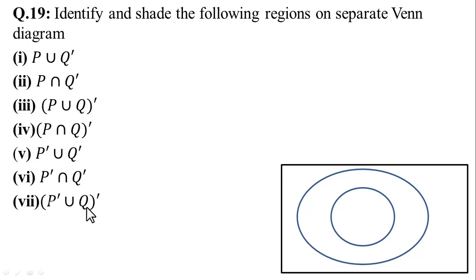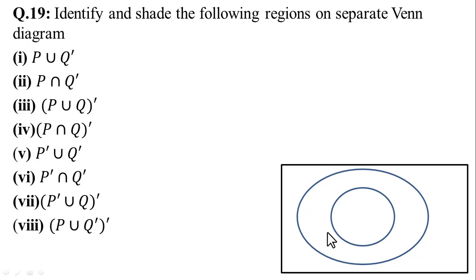Now in the next part, question number 7, P prime union Q whole prime. So we can shade the region of the following. And in the last part we can see P union Q prime whole prime. So in this region we can shade the same diagram, but according to their condition we can shade the answer of the part.